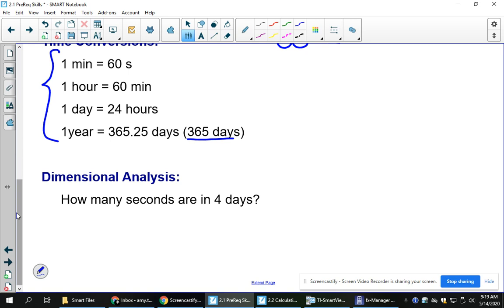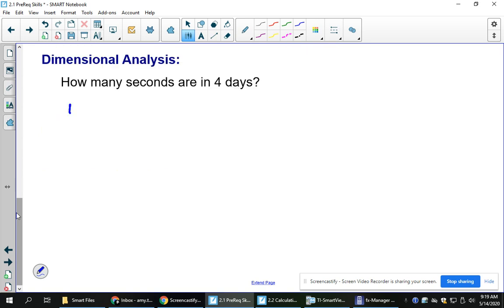So we want to change 4 days into seconds. You start with 4 days, what you have, and this secretly is a fraction. Anything can be over 1 if you want to think about it that way. And I'm going to multiply by a whole bunch of other fractions until all my units cancel and I'm left with what I want. So what I need to do is, if I have days on top, I need to put days on the bottom.